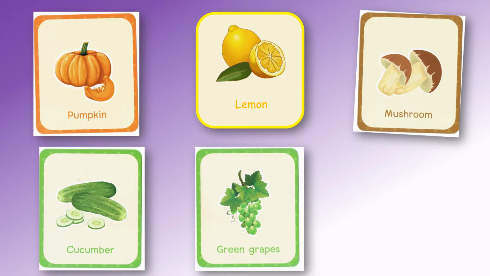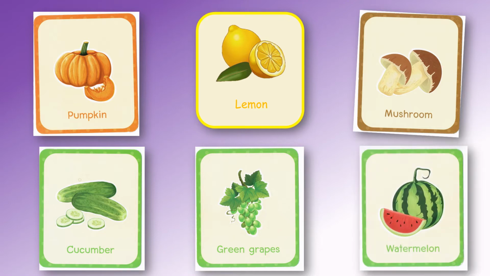Green grapes. Grapes. Can you count them? 1, 2, 3, 4, 5, 6. There are too many to count, but we know there are more than 1. So grapes. And the last one, can you remember? What's the last one? Watermelon. Yes. So if you have 2 watermelons, you will probably get fat.